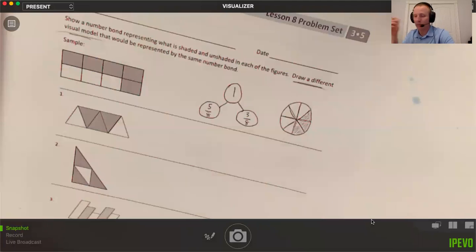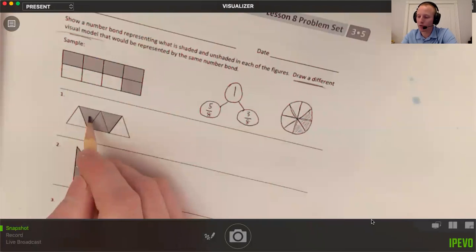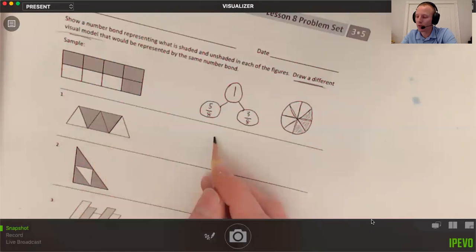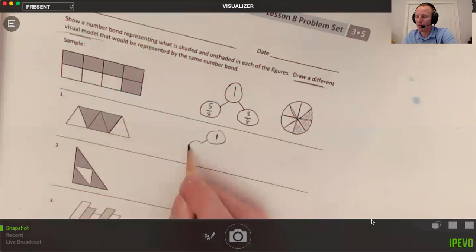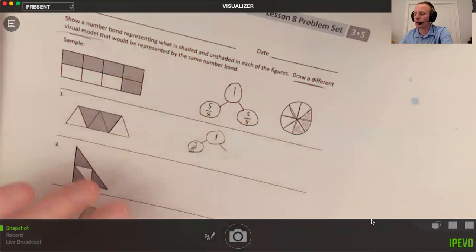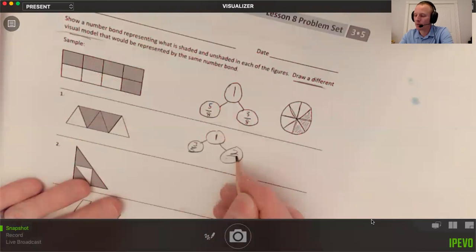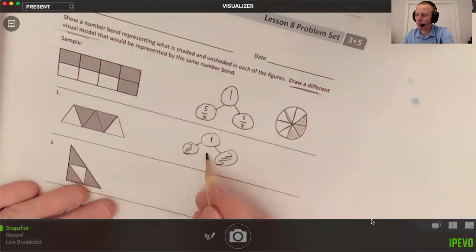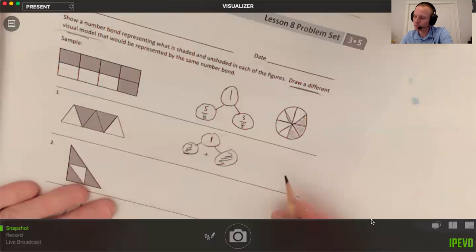So let's continue with the next one. We're working with 1, 2, 3, 4, 5. We're working with fifths. I'm just going to put 1 up in the total because this is going to add up to 1 at the end. I have shaded 3 out of 5 and unshaded 2 out of 5. I probably did that too small for you to see. Let me make it a little bit bigger. And 3/5 plus 2/5 is 5/5, and 5/5 is 1.